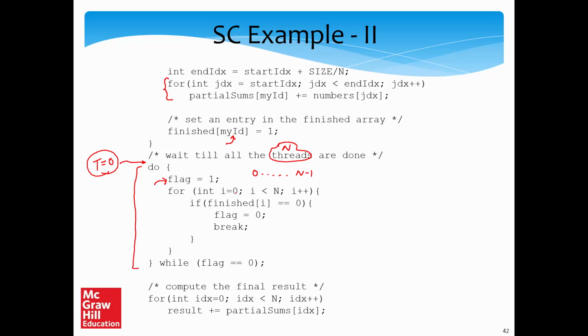So we just iterate from 0 till n minus 1, and for each one of them, we see the value of the finished array entry. Recall that when a thread finishes its work, it sets finished[my ID] to be equal to 1. So if finished[i] is equal to 0, this basically means that some thread is not done yet. It's still doing its work. So we set flag to 0, and flag being 0 means we cannot get out. So we break. In the do while, as long as flag is equal to 0, we'll have to iterate, so we again go back.